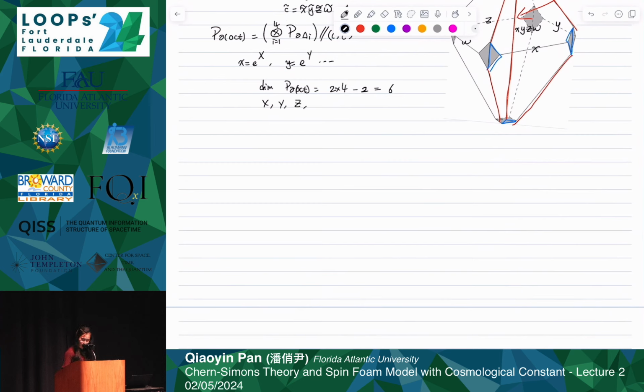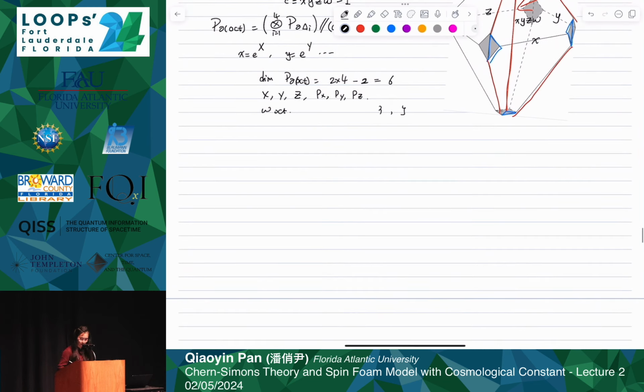The logarithmic coordinates I denote by x, y, and z, and the conjugate momenta I denote by px, py, and pz. You can also write out the symplectic form and the Poisson bracket of it. More details you can find in the lecture note, but I will tell you why I introduce it: because we use it. This structure also appears in the ideal triangulation of the three manifold that we are interested in. And this gives us the partition function of an ideal octahedron, which is a function of x, y, z, and px, py, pz.